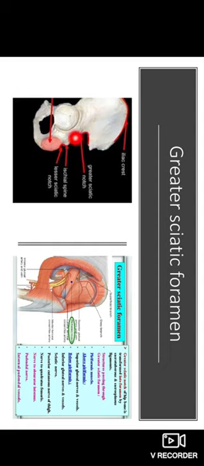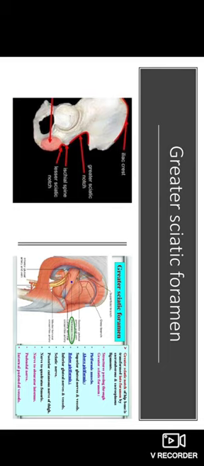Here you can see the greater sciatic notch and this is the lesser sciatic notch. Several structures are passing through the greater sciatic notch of the hip bone. And these structures are mainly the piriformis muscle and sciatic nerve. Main structures passing through the greater sciatic foramen are the piriformis muscle as well as the sciatic nerve. That is why it is called sciatic foramen, greater sciatic foramen.